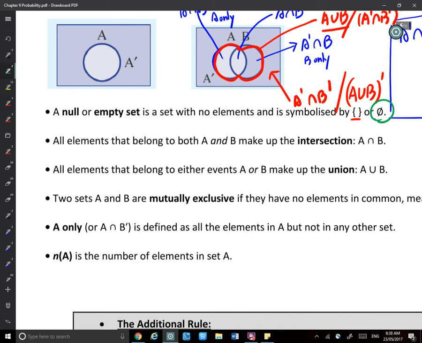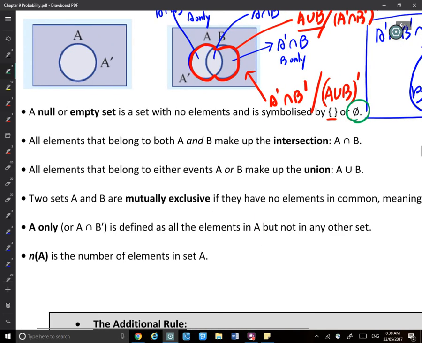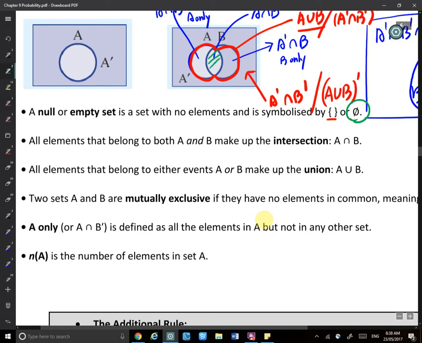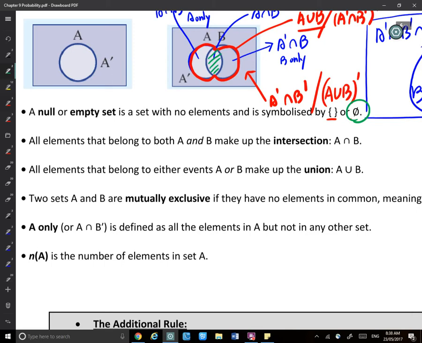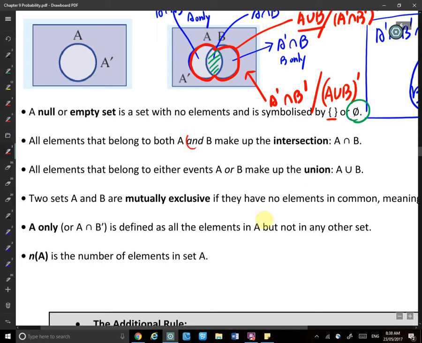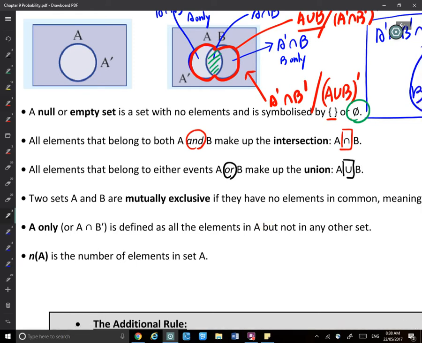All elements that belong to both A and B make up the intersection, which is A intersects B, which I said is the middle here. All the elements that belong either to A or B or both is the union set, which is A union B. Either in A or B is the union set. So you need to know the key words. If I say and, that gives you intersection. If I say or, that will give you the union. That's true 99% of the time. When I say and, it's an intersection. When I say or, it will be a union set.